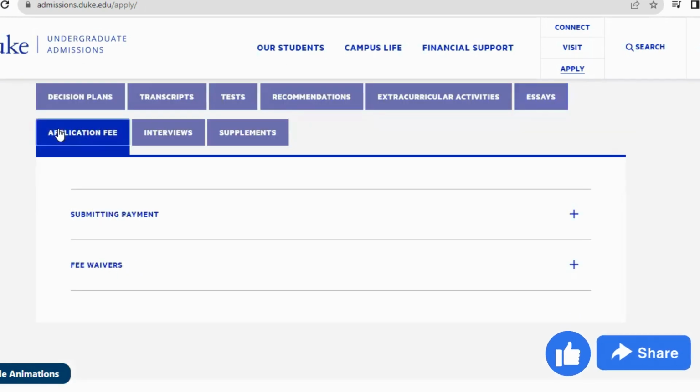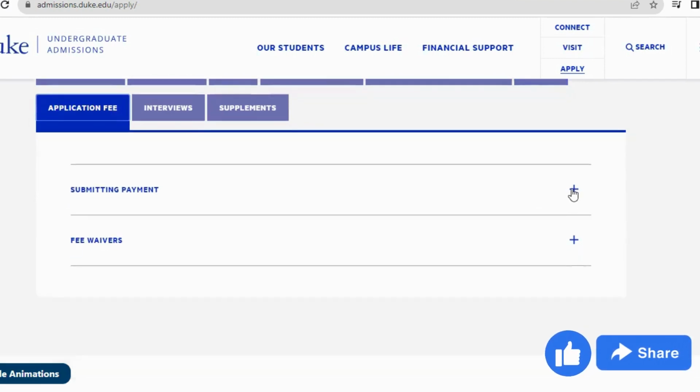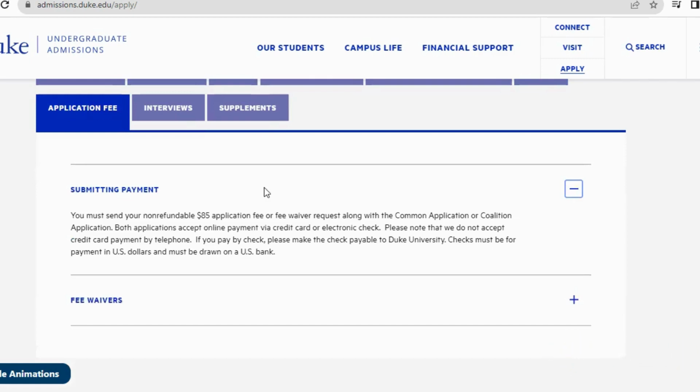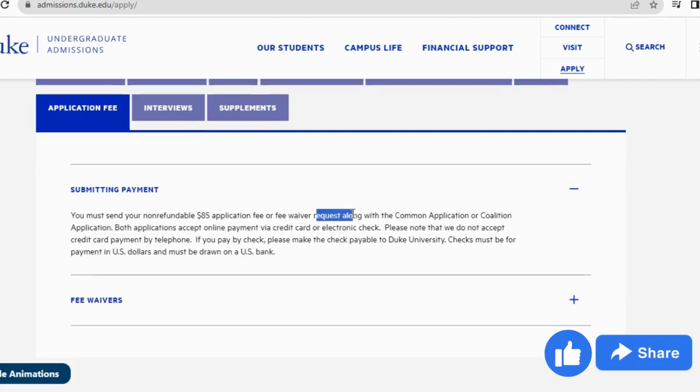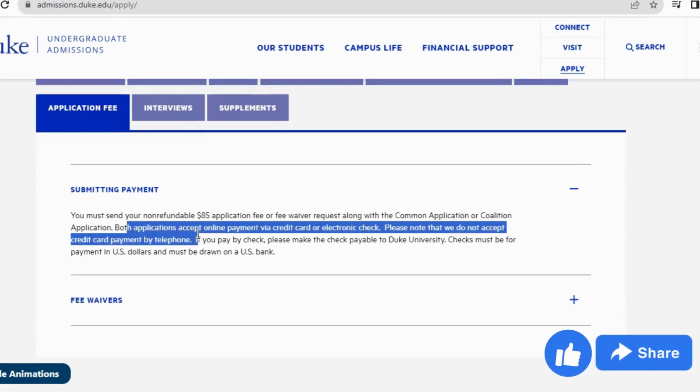Another interesting thing about Duke University is the application fee, which some people are eager to know about. It says submitting payment, you must send your non-refundable $85 application fee or a fee waiver request. So if you want a fee waiver, there is an option for you there. Or if you can pay the $85 application fee, that's fine as well. You need to submit that along with the Common Application or a Coalition Application.